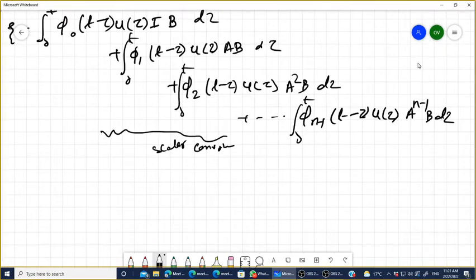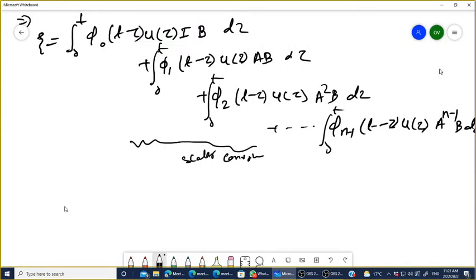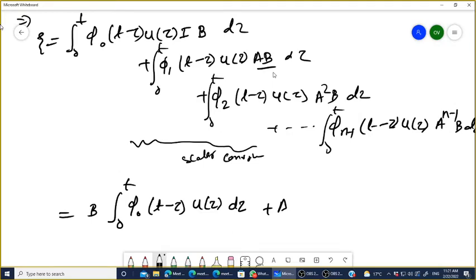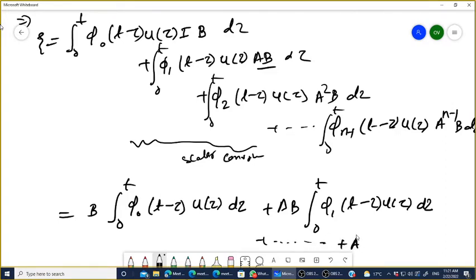So in last you can write here this equation. You can take the b outside and again integral 0 to t phi naught t minus tau u tau d tau plus you can take the ab now, ab integral 0 to t phi 1 t minus tau u tau d tau. Okay, and then up to the, please tell me what is the next expression, a to the power n minus 1 into b integral 0 to t phi n minus 1 t minus tau u tau d tau.